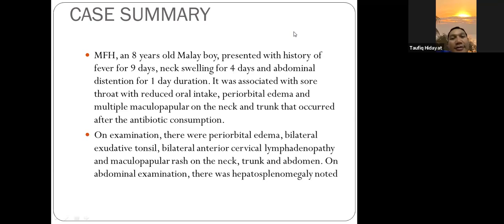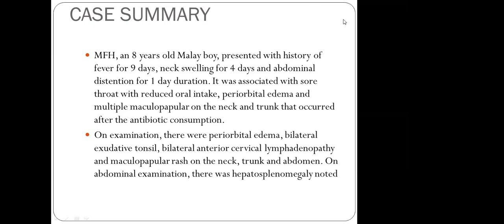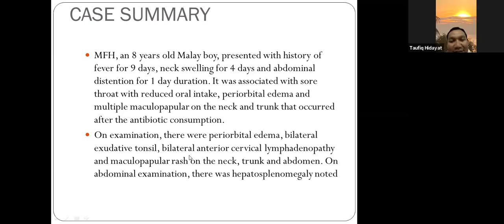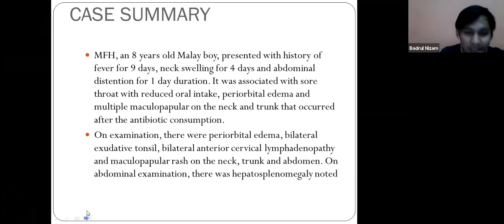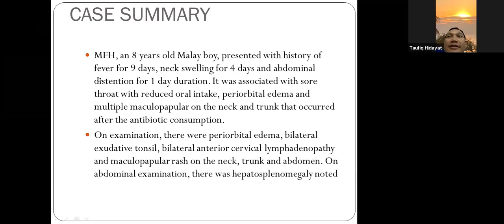Dengki. Jauh lah dengki. Badrul, agree tak? One of the differential dengki tak? No. I didn't put dengki because the fever was prolonged. More than 7 days lah kan. Dengki tu usually paling lama pun seminggu. Kalau dia prolong more than 1 week, dengki tu usually yang severe dengue with maybe complicated with sepsis. Kalau dengue only, 1 week yang cukup.